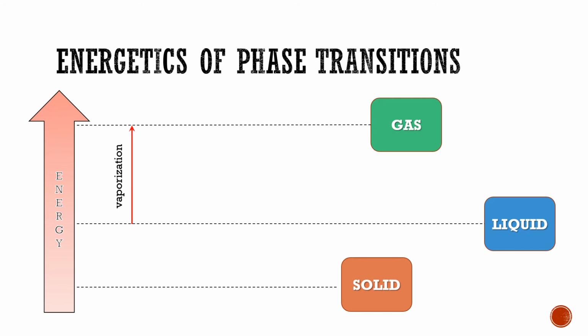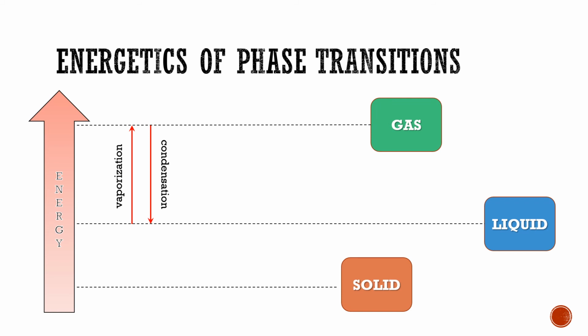If a liquid were to transition to the gas phase by vaporization, energy would need to be absorbed in an endothermic process because the transition was from a lower energy phase of matter to a higher energy one. If the gas returned to the liquid phase by condensation, energy would be released in an exothermic process because the transition was from a higher energy phase to a lower energy phase.